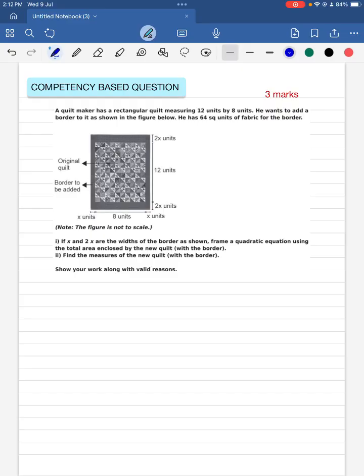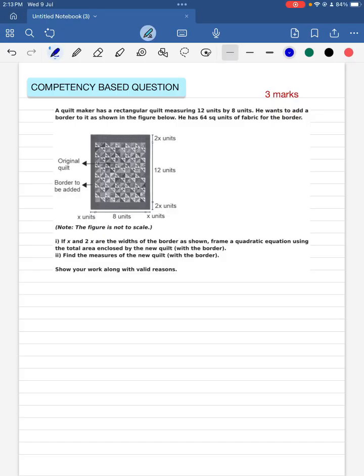A quilt maker has a rectangular quilt measuring 12 units by 8 units. He wants to add a border to it as shown in the figure below, and he has 64 square units of fabric for the border. Now if x and 2x are the widths of the borders as shown, then frame a quadratic equation using the total area enclosed by the new quilt. Also, find the measures of the new quilt with the border. Now show your work along with valid reasons.